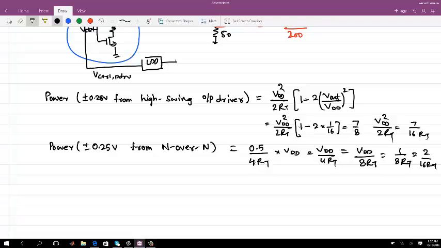What do you think, if I want to get a higher swing from this output driver, is it possible? We were using a high swing output driver. When we tried to get a lower swing, we got into a cutoff problem. So we say if we want a lower swing, we will switch over to N over N. Now the question is, if we have N over N, why not use this for all, from high to low? Can we do that?